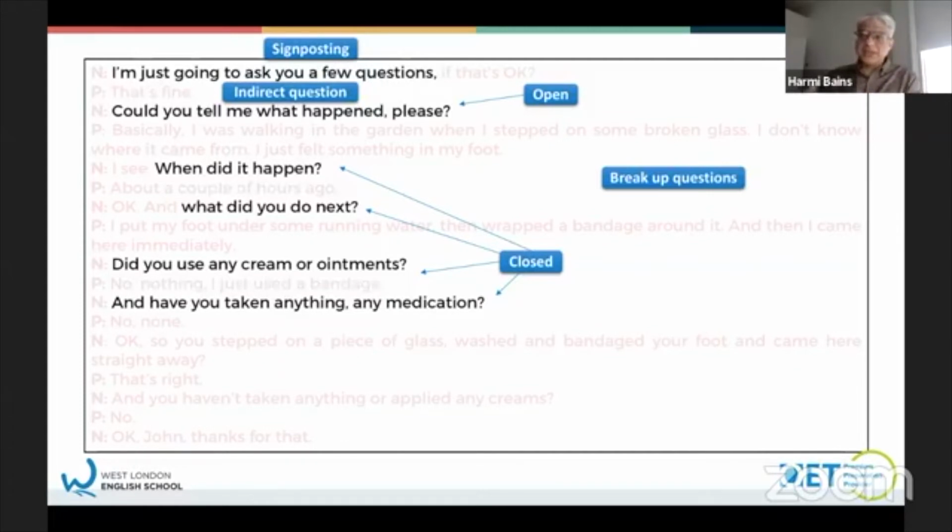So I'm telling the person in advance what we're going to talk about. And this is a really nice thing. This is called signposting. So I'm not just asking questions, but I'm actually letting the patient know that I'm going to ask them some questions.